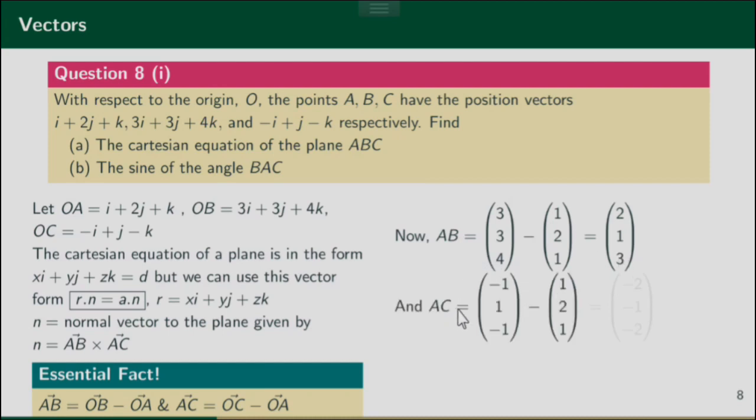Then what about AC? AC is vector OC minus OA. OC is the vector negative 1, 1, negative 1, and OA is the vector 1, 2, 1.